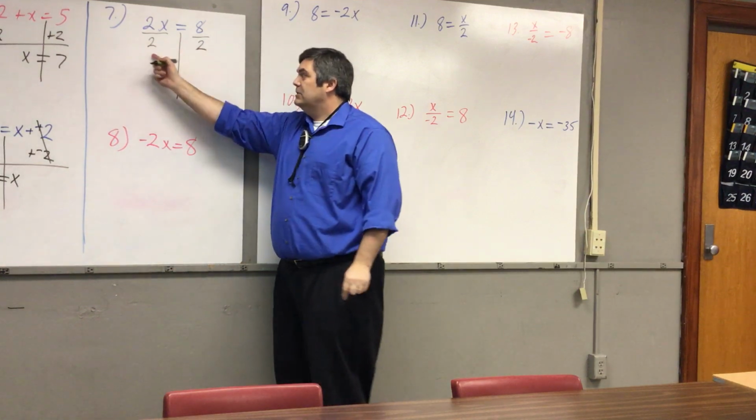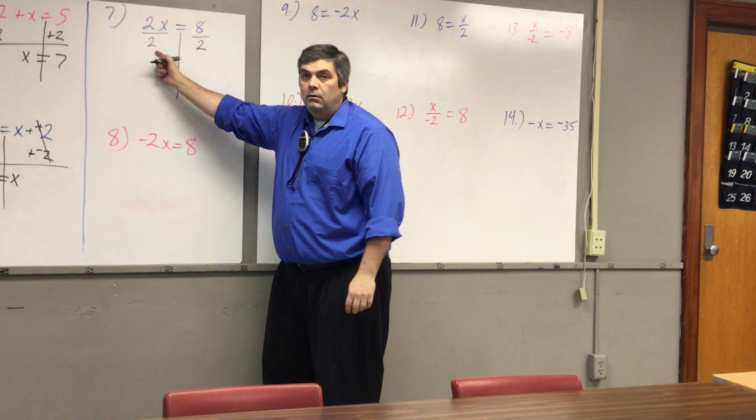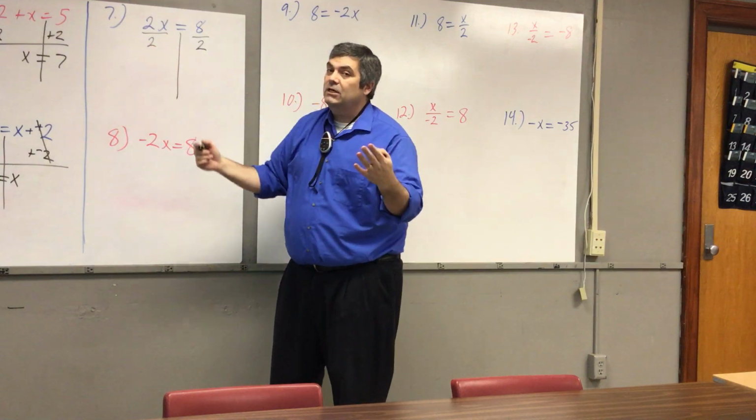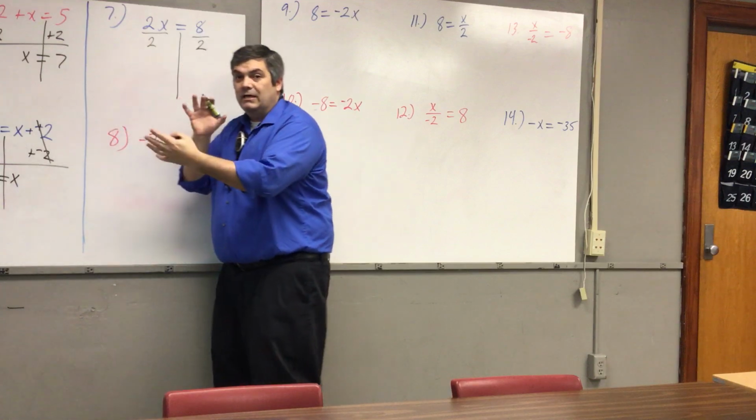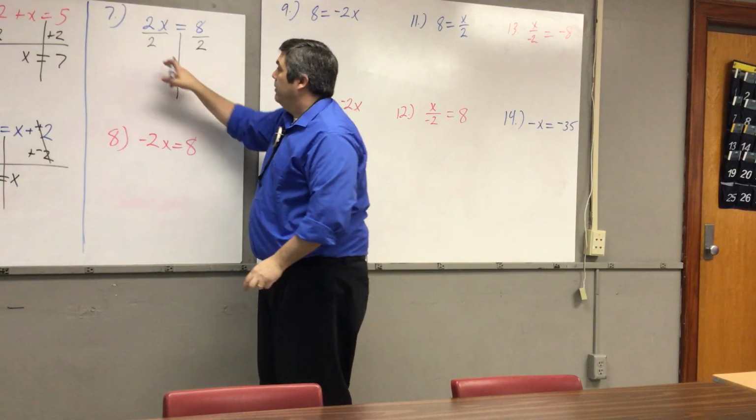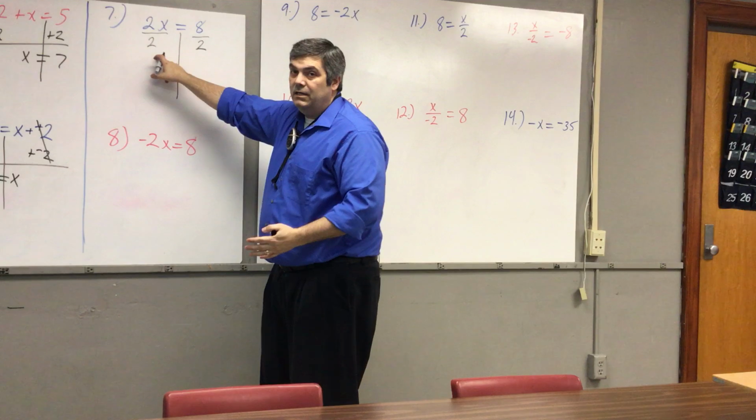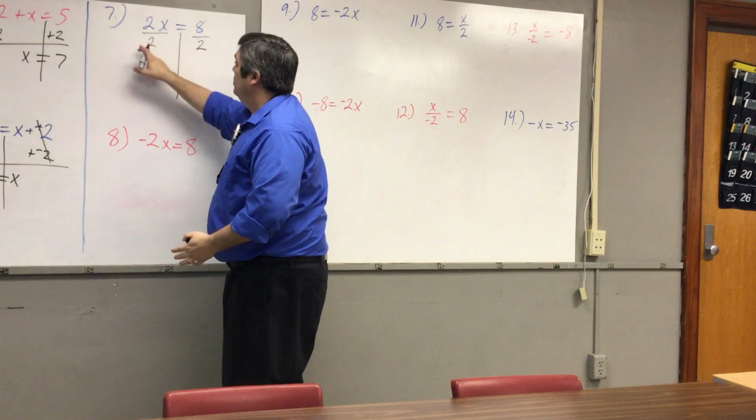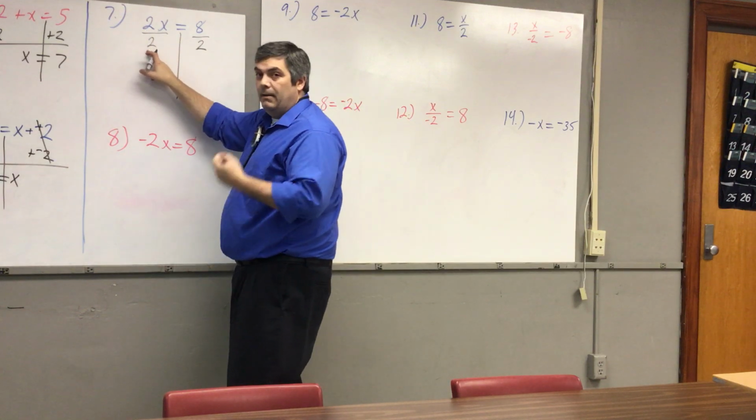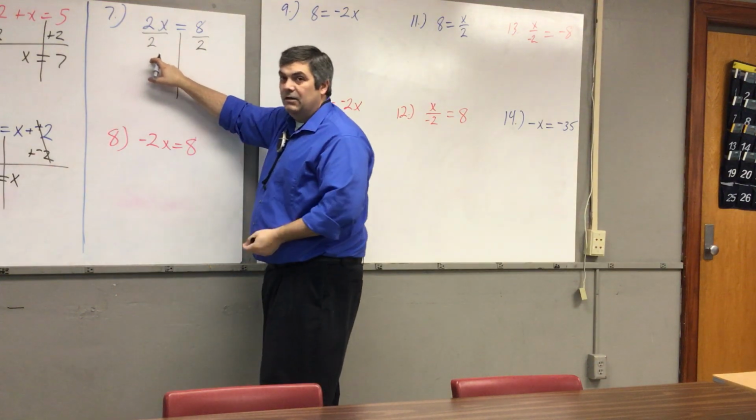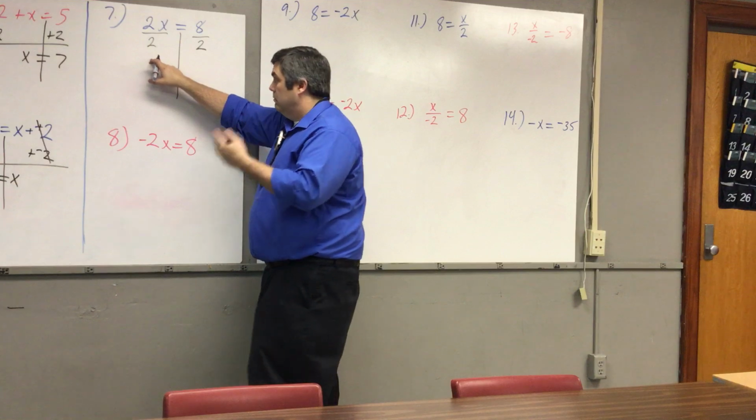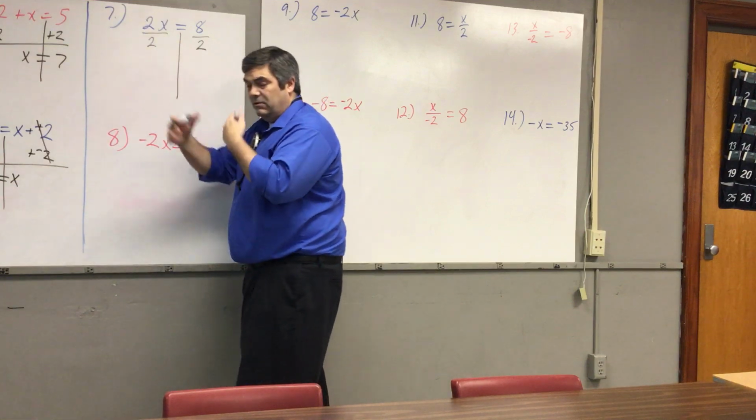Now notice, I didn't change the sign of this. When I was doing addition and subtraction, I changed the sign. That was the whole way that you get rid of that, because that's the way addition and subtraction work. But over here, I'm not changing the sign. This is a +2, so I divide by a +2. If this was a -2, I would have divided by a -2. That's just the way this works, because of division.